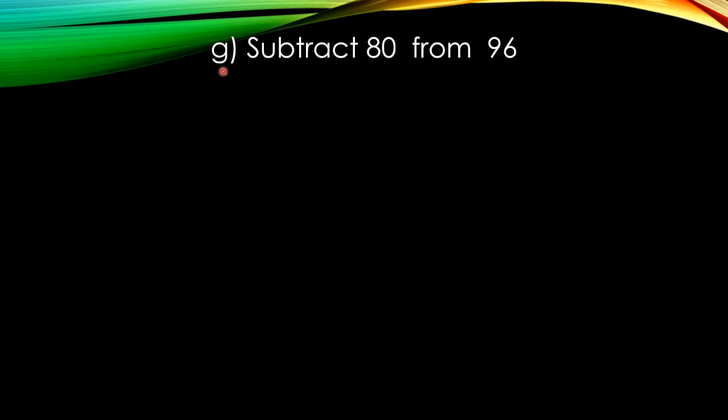Now in G part, subtract 80 from 96. So first of all we will write places, ones and tens. So 96 first we will write, then we will write 80. Now we have to subtract. So we will start from our ones place, keep 6 in your mind and 0 on your fingers. Or you can say, if we want to subtract a 0 from any number, then we will get the same number, that is 6. Okay, and 9 minus 8.